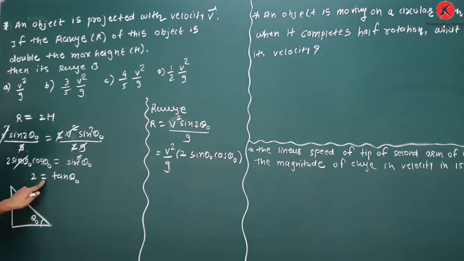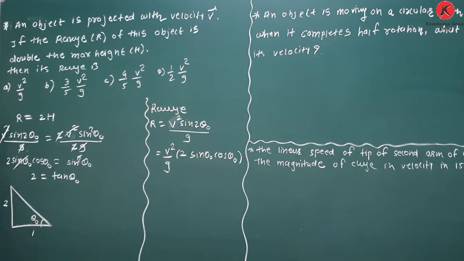Here tan theta 0 is equal to 2. It means I can write this as 2 upon 1. Yes or no? Yes, I can write. Yes, it is. Then it is 2, it is 1.